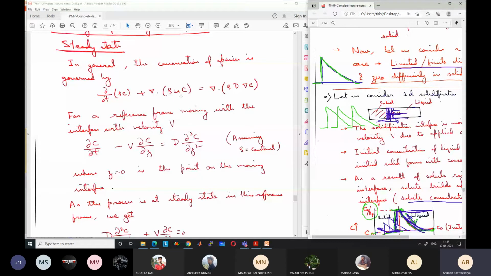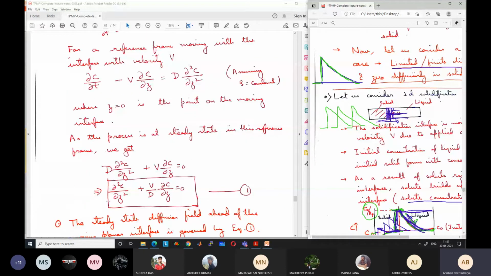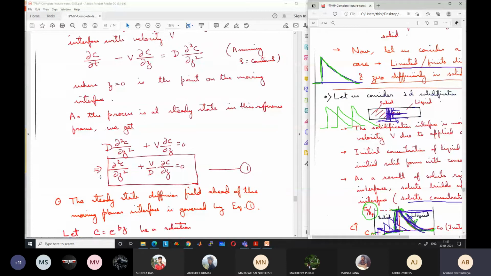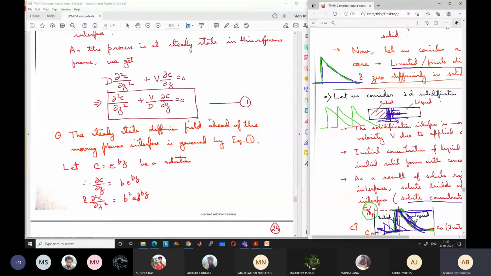So for the heat transfer equation, for example, this velocity is the velocity of the liquid, and you get del dot rho u Cp into T. Similarly, this velocity here is the velocity of the liquid. From your moving reference point, the velocity of the liquid is minus v, because the liquid is coming in the opposite direction. Okay. So now this is the equation that we have derived: d square c dz square plus v by D dc dz equal to 0. This is the equation of the concentration in our moving reference frame. The steady state diffusion field ahead of the moving interface is governed by this equation.